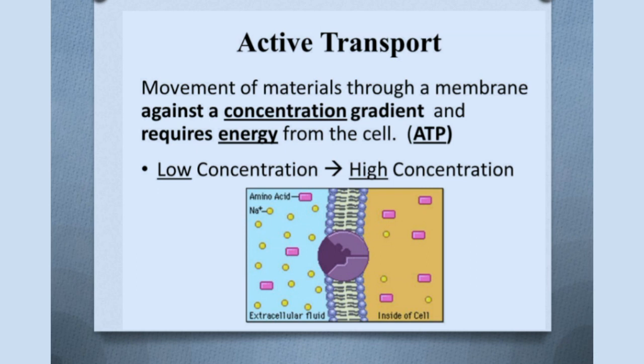In active transport, there is movement of materials through a membrane against a concentration gradient, meaning from lower to higher concentration. So it requires energy from the cell in the form of ATP. It is said to be active transport.